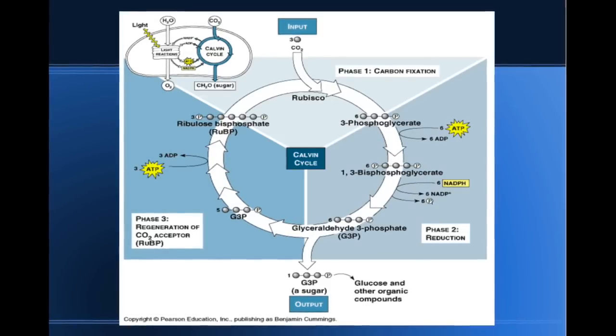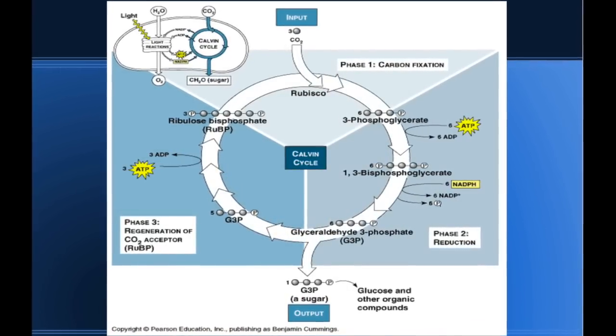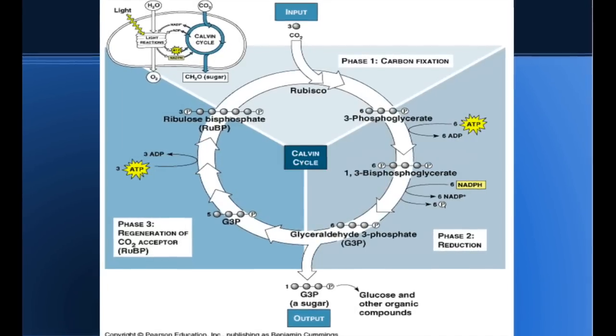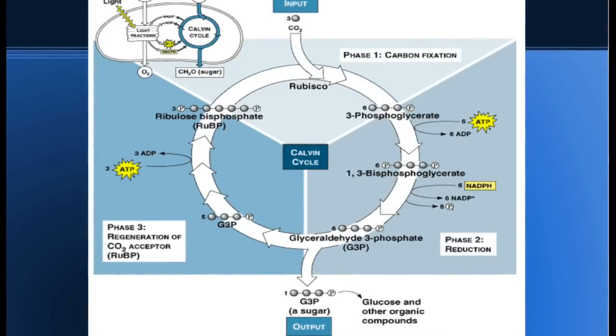Carbon enters the Calvin cycle in the form of CO2, and leaves in the form of sugar. CO2 is first attached to a 5-carbon sugar called RuBP. This step is catalyzed by the enzyme Rubisco.